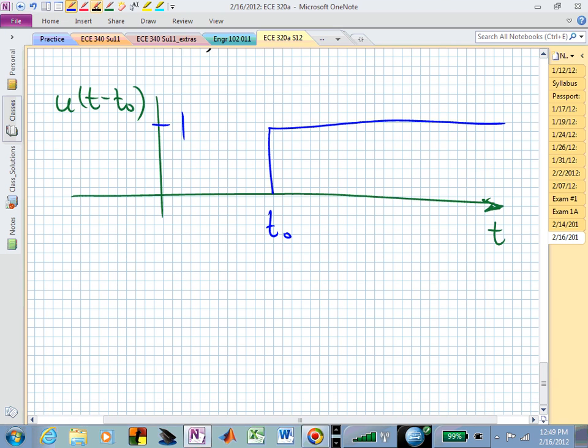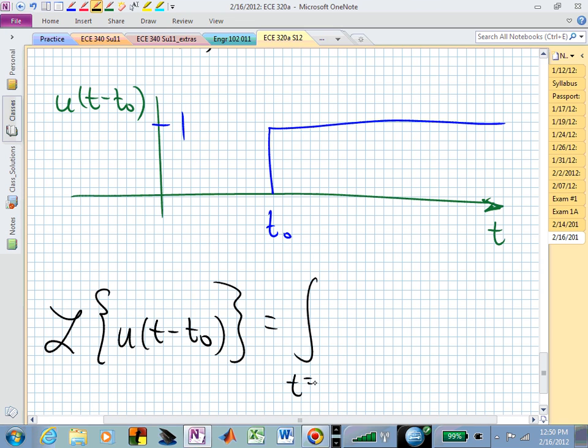Let's now integrate this to find the Laplace transform. By definition, we are integrating over time from 0 minus to infinity. Our waveform that we are computing the Laplace transform of is u of t minus t0. We weight that by this complex exponential and integrate over time.